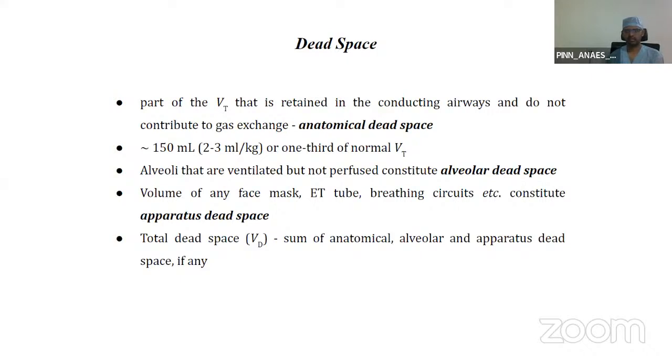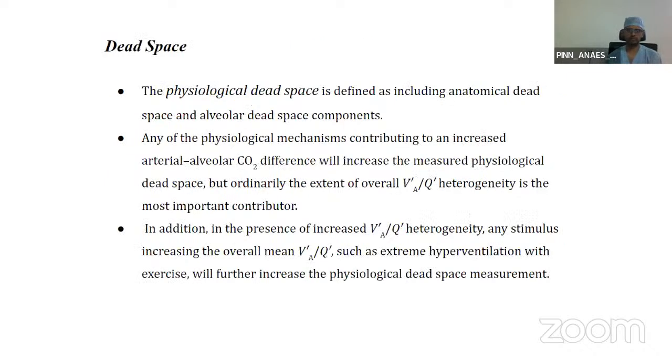And there is one more entity called alveolar dead space, which is nothing but alveoli that are ventilated but not perfused. And there is one more dead space called apparatus dead space, like when the patient is breathing through an ET tube or having a face mask. The volume of that face mask, ET tube, or breathing circuits constitutes the apparatus dead space. So the total dead space is the sum of anatomical, alveolar, and apparatus dead space.